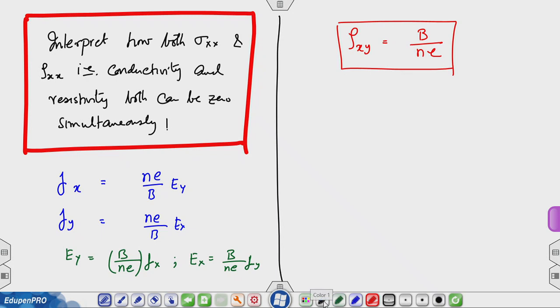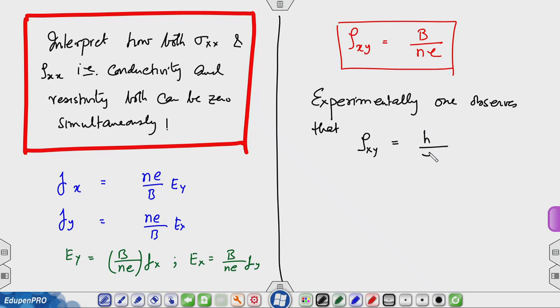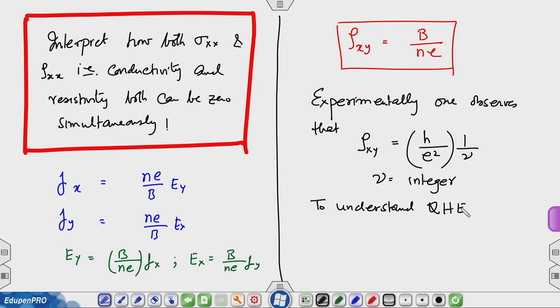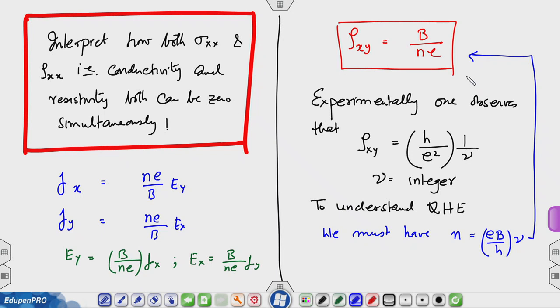Now, let us see what happens quantum mechanically or in the experiment. So, experimentally, one observes that rho x y is equal to h over e square 1 over nu, where nu is an integer. So, to understand quantum Hall effect or integer quantum Hall effect, we must have N equals E B over H times nu. If you have that and put it in this formula, this leads to this formula.